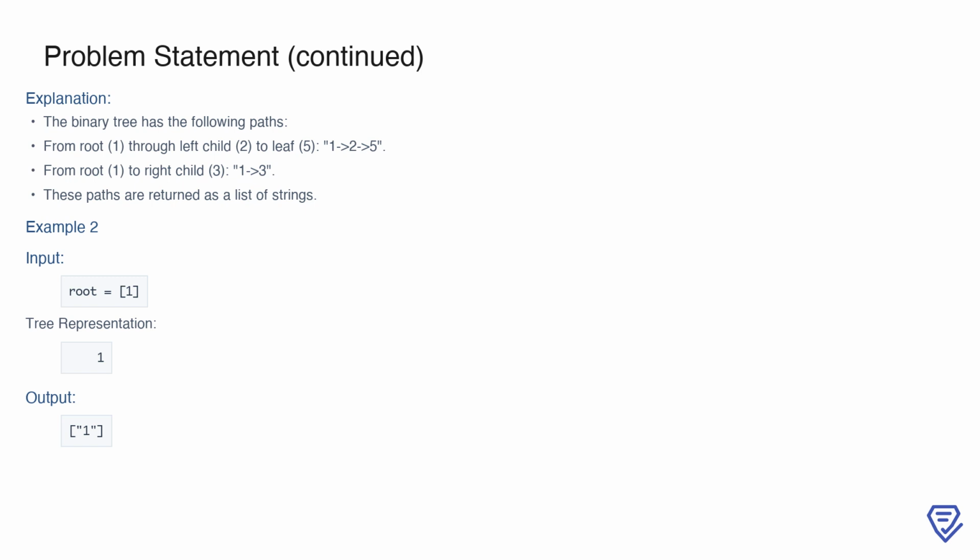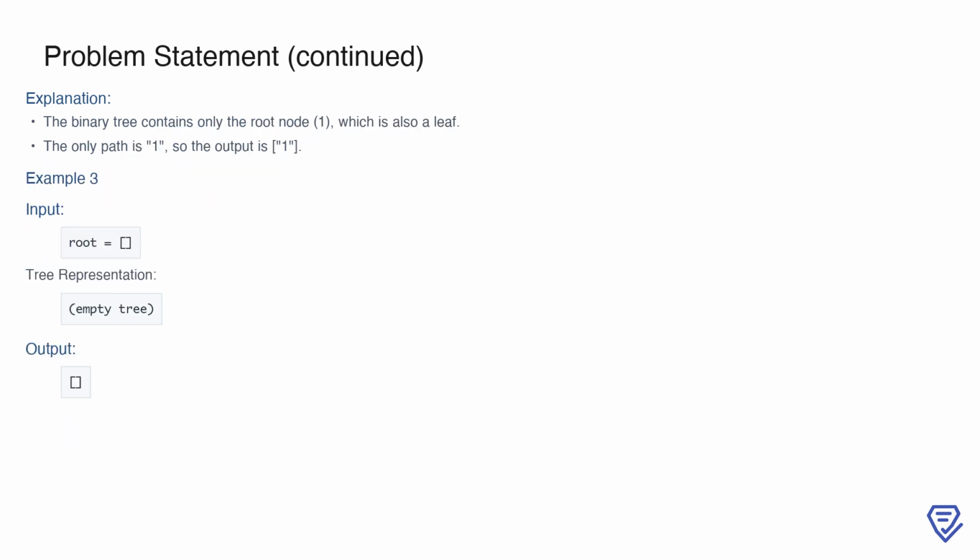Now, consider a simpler case where the tree contains only one node. For instance, if the input is root equals [1], the tree consists of just the root node, which is also a leaf. In this case, there is only one path, 1, and the output is a list containing this single string, "1". Since the root node is also a leaf, the only path in the tree is from the root to itself. This path is represented as 1, so the output is ["1"].